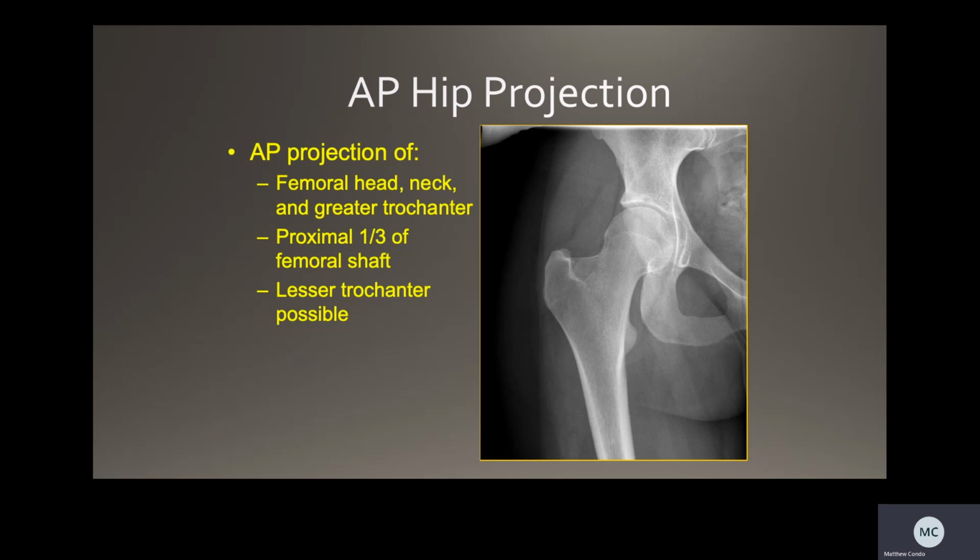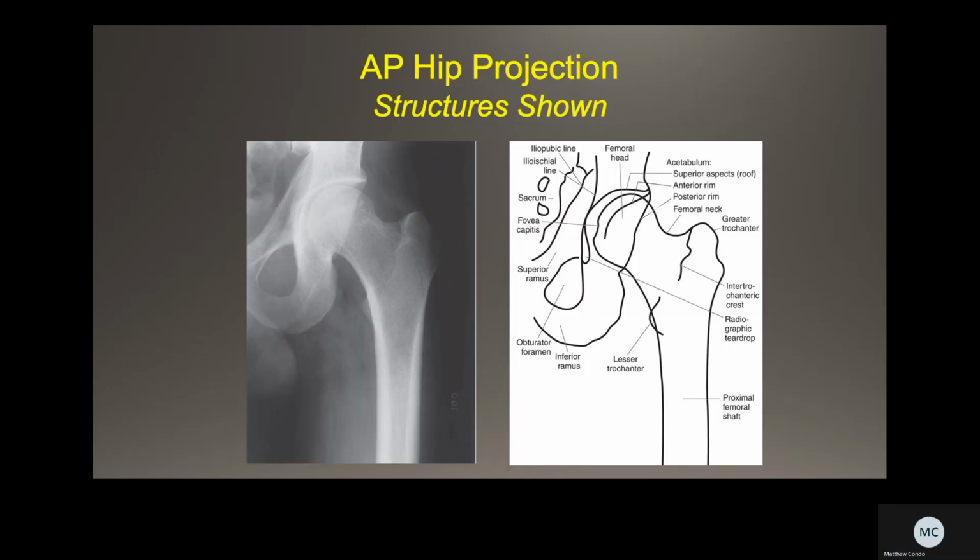There's a lot of things we can see in the AP projection. What we can see is we can see that femoral head, neck, greater trochanter. We can see the femoral shaft and the proximal 1/3 of it, and possibly see the lesser trochanter. These are all the structures we can see. So obviously you can see a lot of stuff here. What I want you to kind of think about is how each of those would look if they get fractured or something else happens to them, if there's an avulsion fracture, something like that.